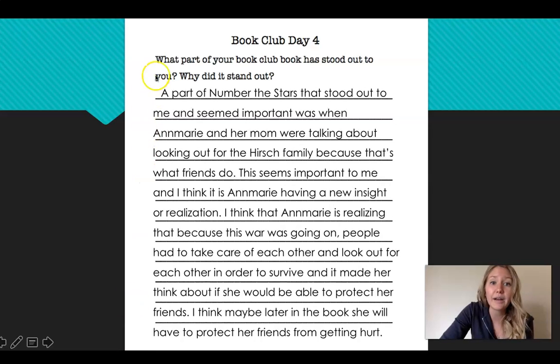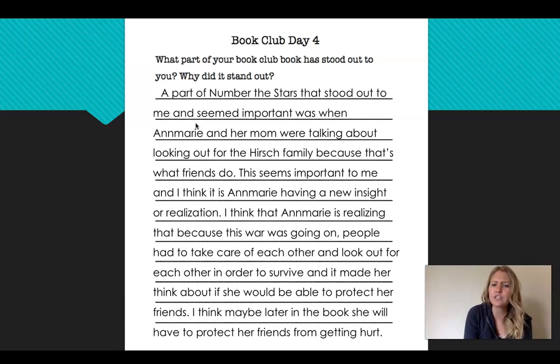So I have filled out this page for my book club book. And so what I said is, what part of your book has stood out to you and why? I said a part in Number of the Stars that stood out to me and seemed important was when Anne-Marie and her mom were talking about looking out for the Hirsch family, because that's what friends do. This seems important to me, and I think it is Anne-Marie having a new insight or realization. I think that Anne-Marie is realizing that because this war was going on, people had to take care of each other and look out for each other in order to survive.